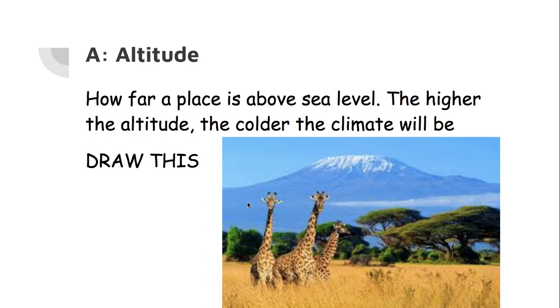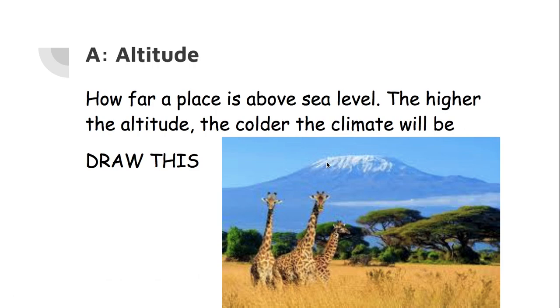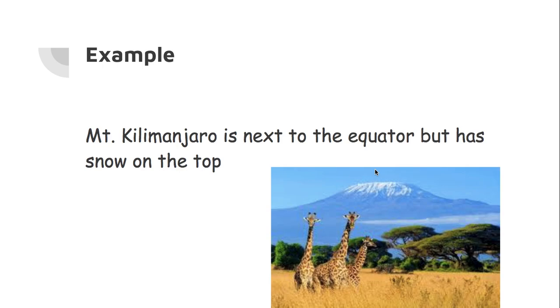The picture I want you to draw is this mountain in the background, not these little giraffes. But as you can tell, these giraffes live in Africa. It's pretty warm most of the time. They don't really have a winter or summer. They have a wet and dry season. But this mountain in the background always has snow on the very top. This mountain is Mount Kilimanjaro. Its latitude is 3 degrees south of the equator. But because its altitude is so high, it is always colder at the peak.